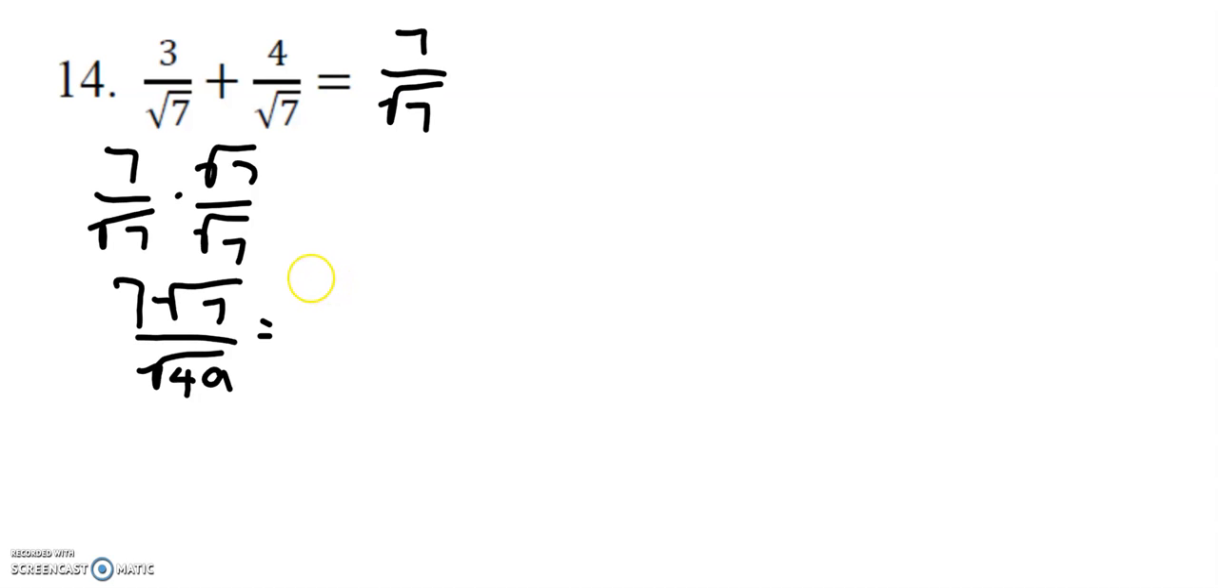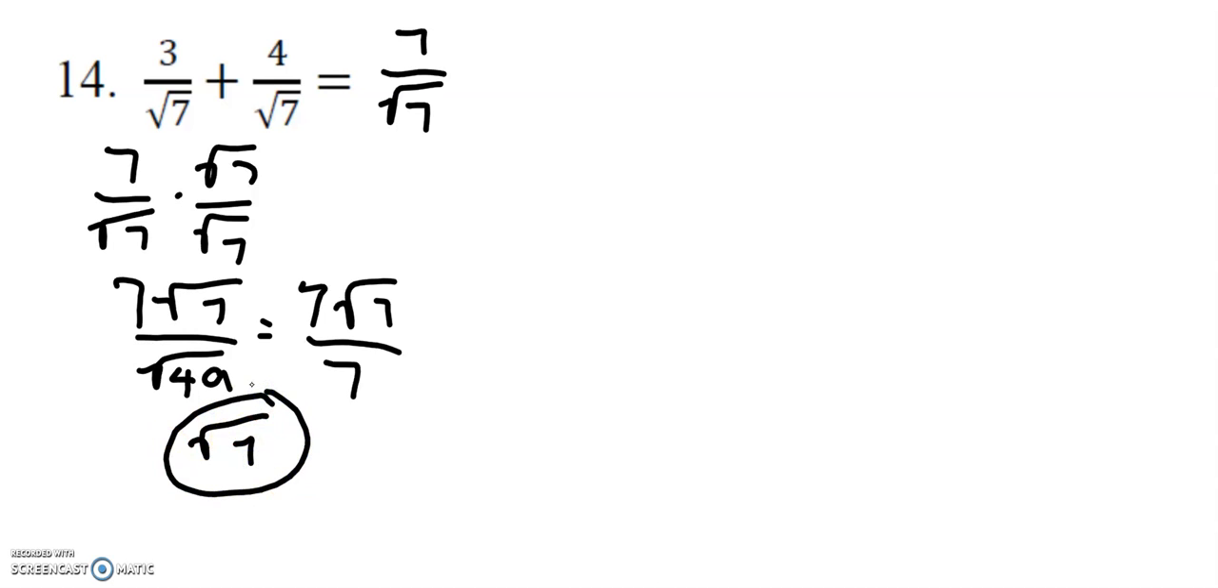As I was saying, 7 root 7 over 7. But then it can be simplified because I have a common factor in the top and the bottom, so I can divide them both by 7, and I end up getting 1 root 7 over 1, but you wouldn't write that, and that is the correct answer.